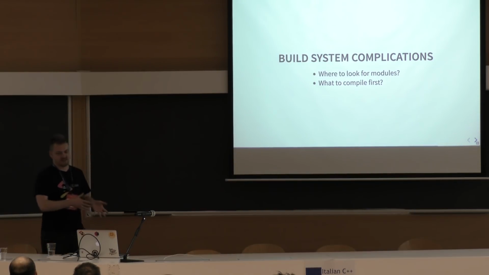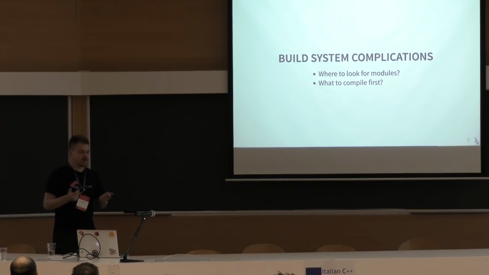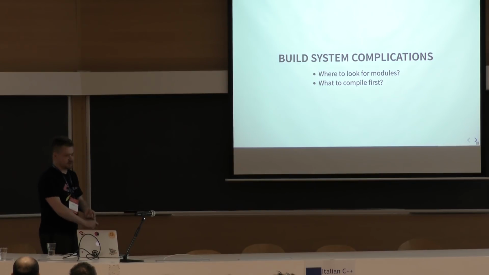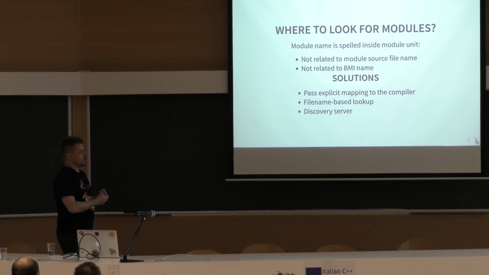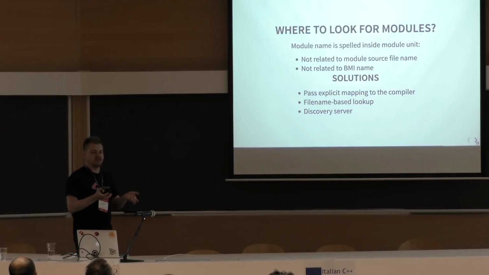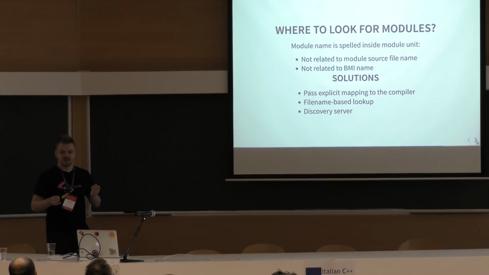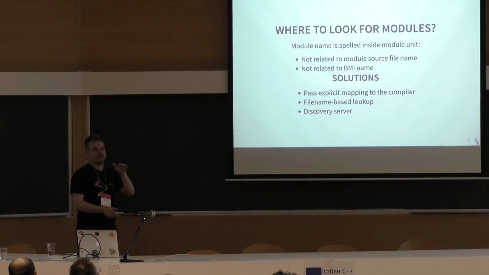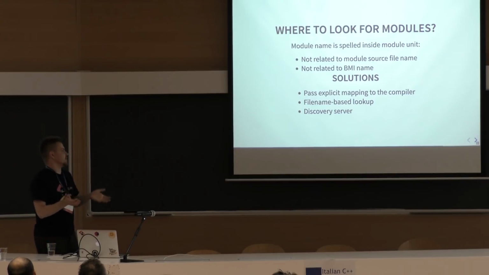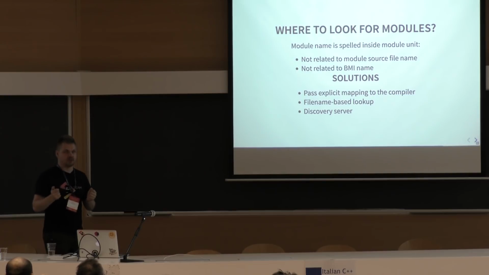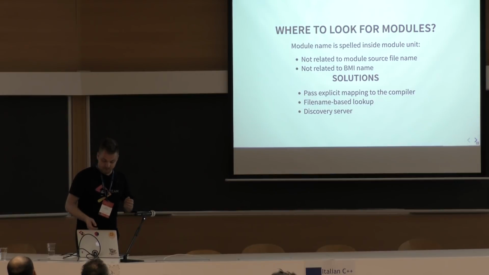Because it's very complicated for a build system compared to headers. The build system has to know beforehand where to look for modules and in what order to compile them. And there are several complications for it. For example, the module name is implementation defined, but unlike a header, it's actually spelled in the file. And you can technically go and change that to something else. So you can't figure out a module name without looking inside the source file.